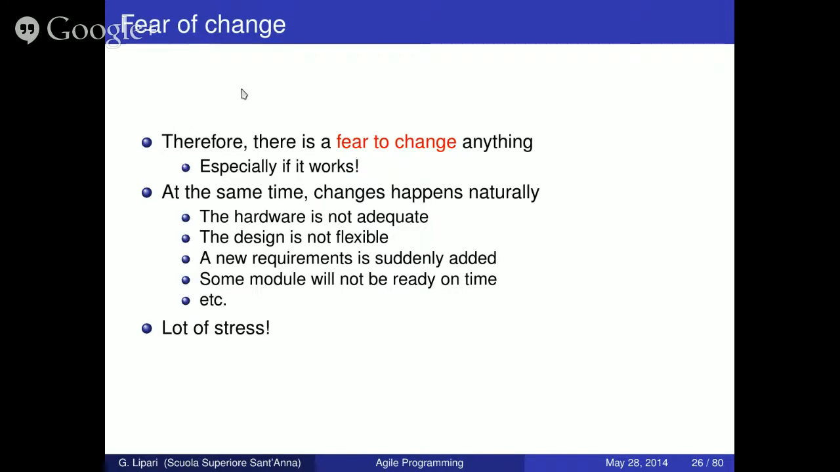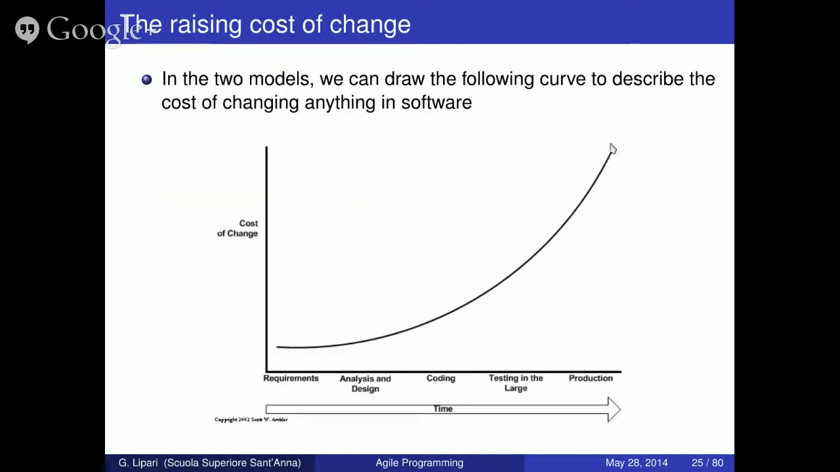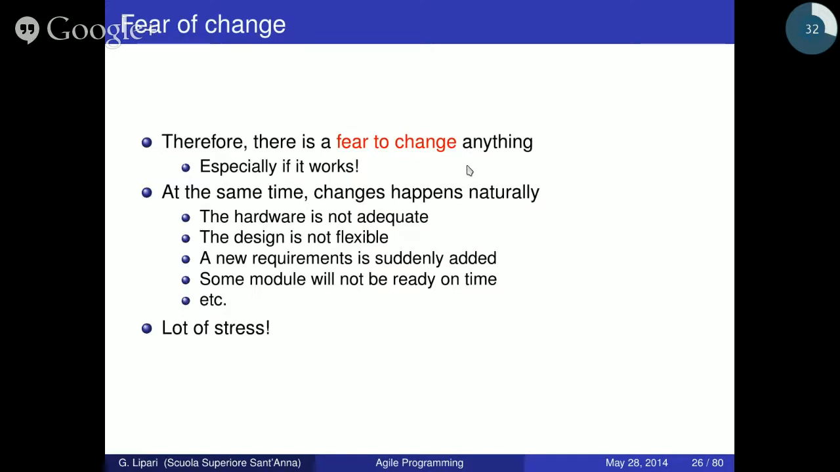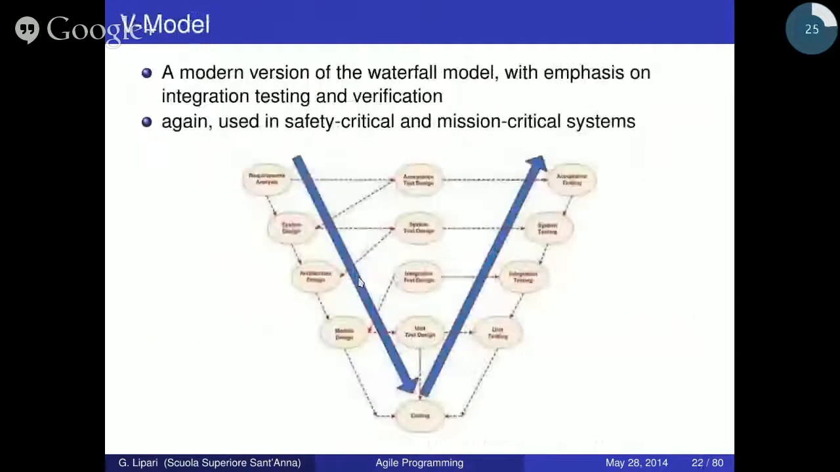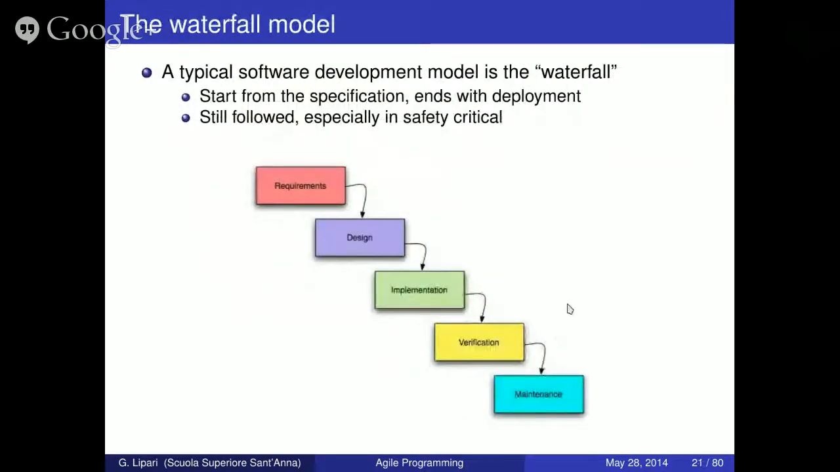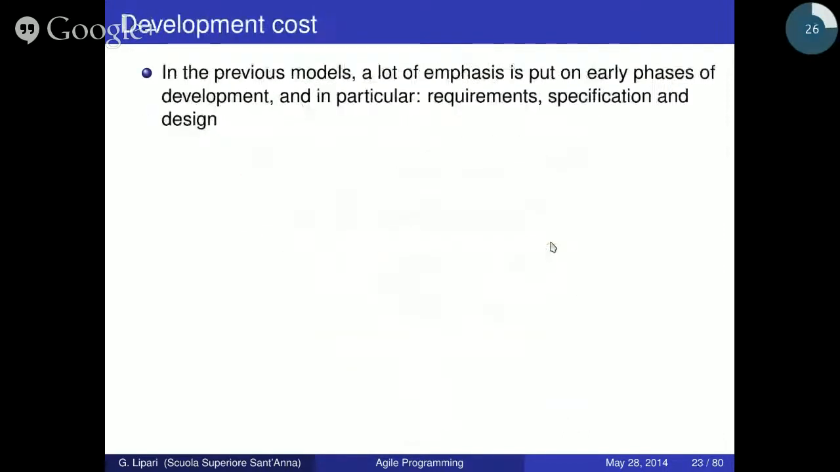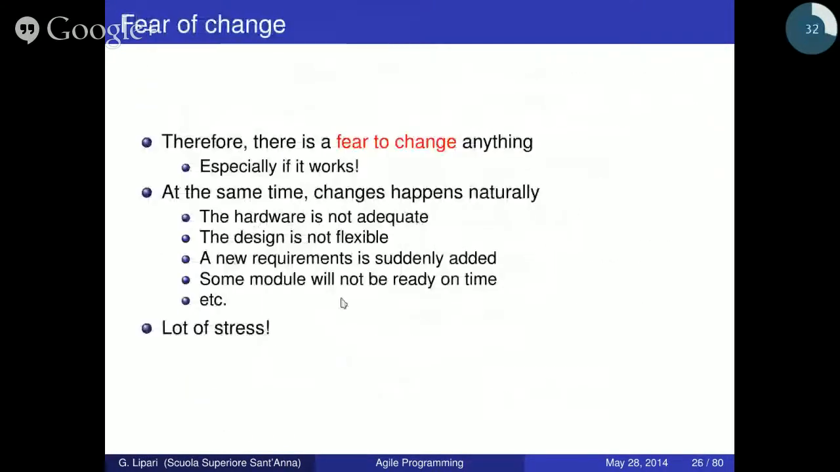So on one side you have this curve which prevents you from changing things because it's going to cost a lot. Then you have the fear to change anything, especially if it works. On the other side, in practice, requirements are going to change very often, and things are going to change very naturally. So this development process does not adequately cover the needs of software development. It's wrong because it doesn't address change, which is a very natural thing in software development.